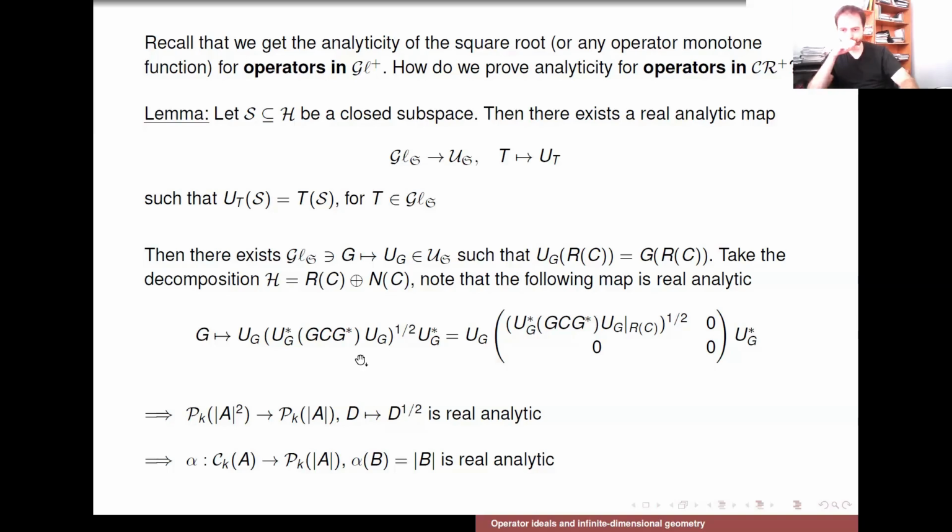Then we can use that we are working in homogeneous spaces and we have a real analytic cross section to go to our congruence orbits and get this result. And then from that, it easily follows that this map is indeed real analytic.